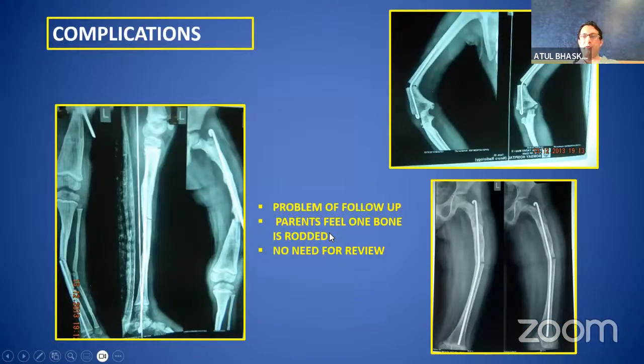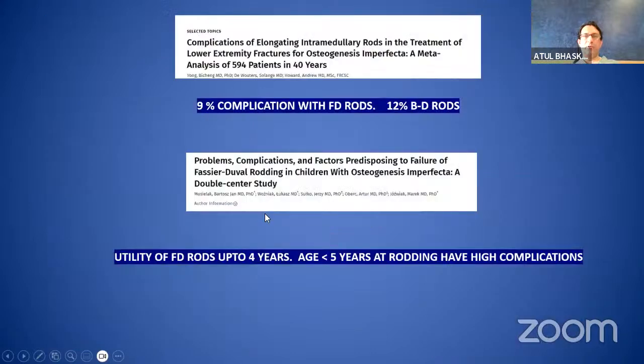Problems will always happen with longer follow-up. So rods can bend, bones can break. Patients don't follow up and rods can cut out. There are enough reported complications of the FD nails, about a 9% complication rate in the series from Toronto. And this is the series from Poland, where they found that the rods usually last up to 3 to 4 years, beyond which they need some kind of revision.